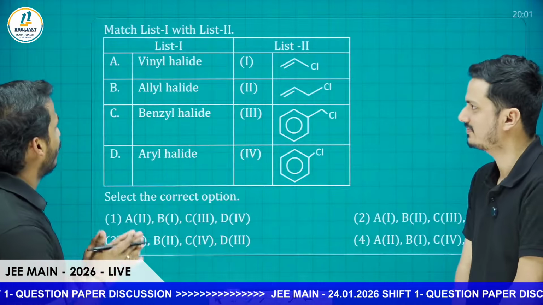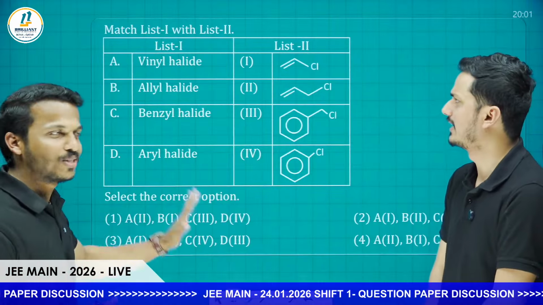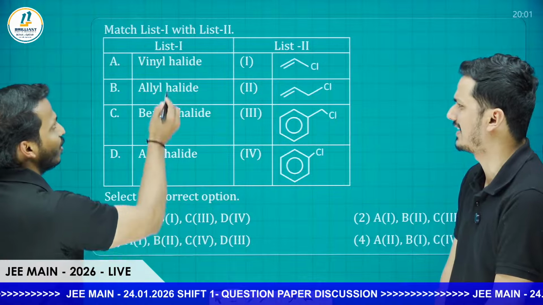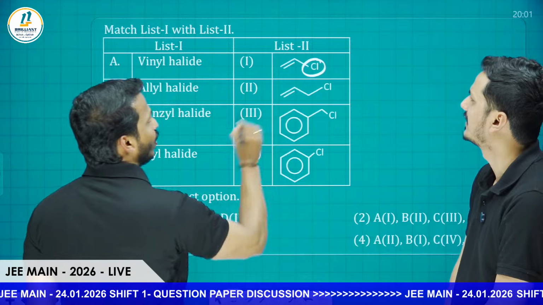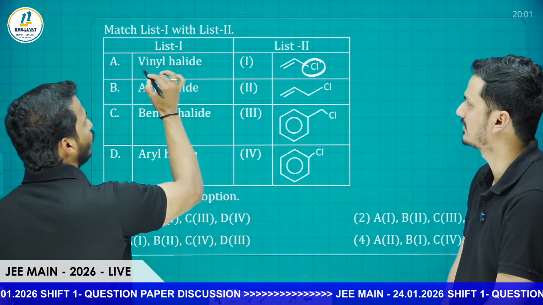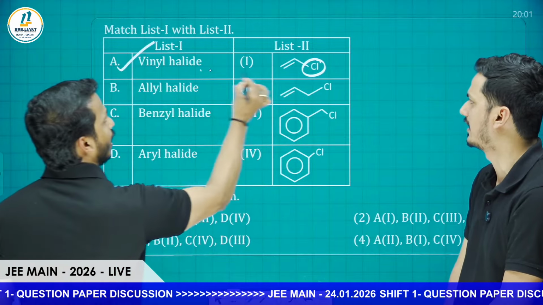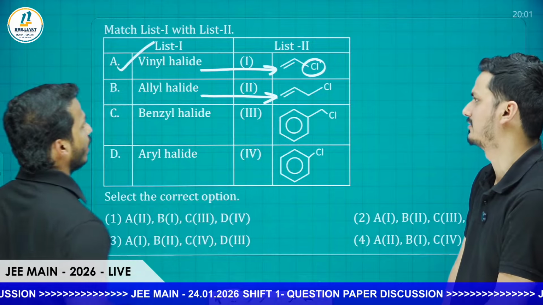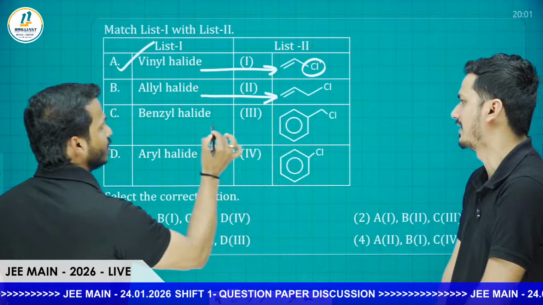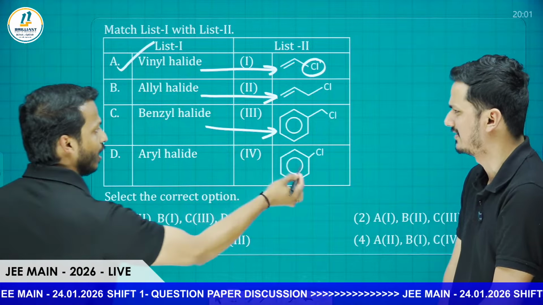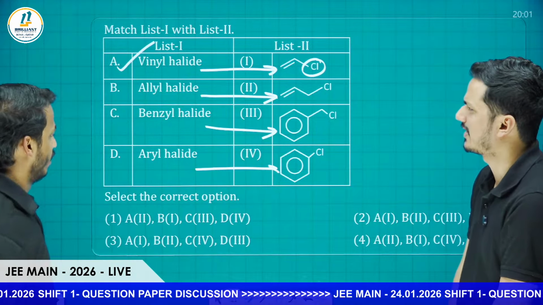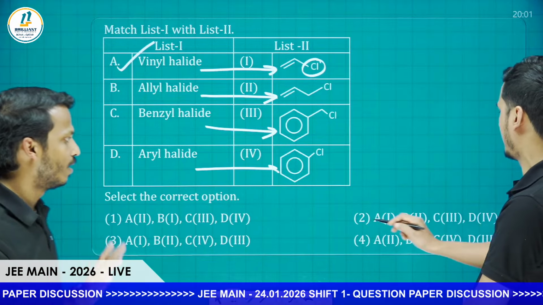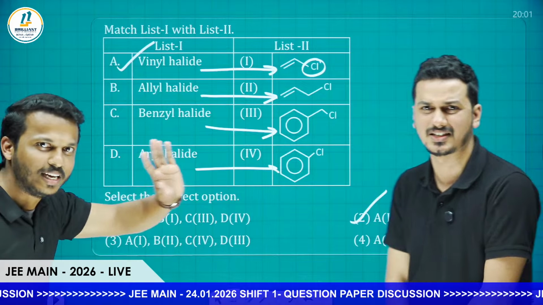Question number 1 is a direct question from vinyl halide, allyl halide, benzyl halide. Students can answer directly. In vinyl halide, the halogen is attached to an sp2 carbon, the vinylic halide. Allylic is the sp3 carbon next to an sp2 carbon. Benzylic is the sp3 carbon connected directly to benzene, and aryl is directly on the ring. All are direct. So A1, B2, C3, D4. Option 2 will come. That's one of the easiest questions.